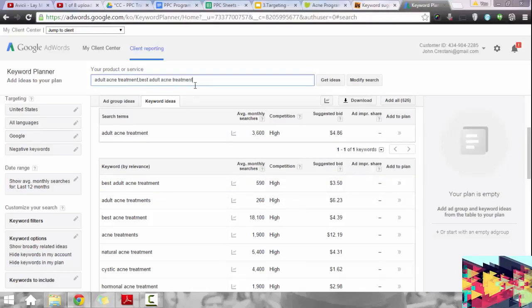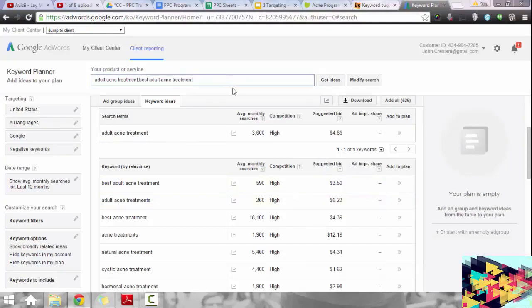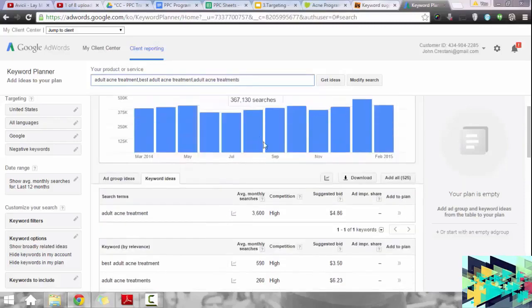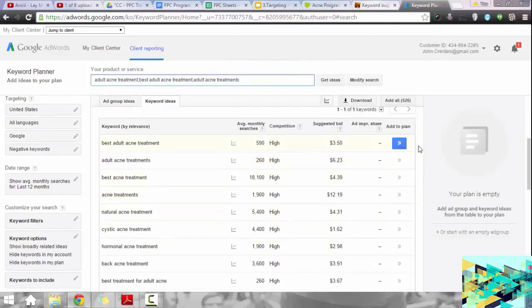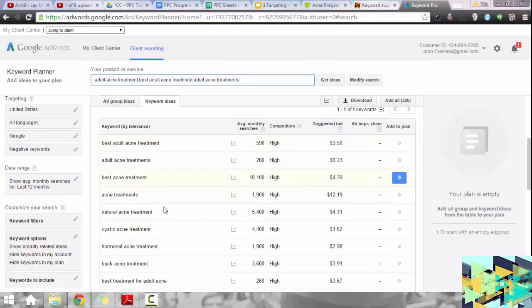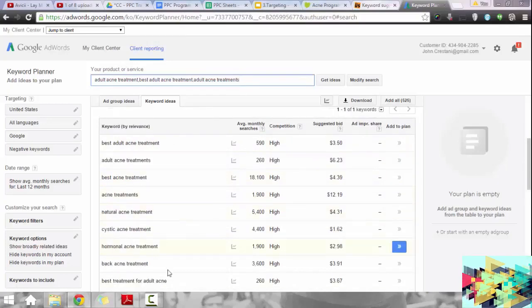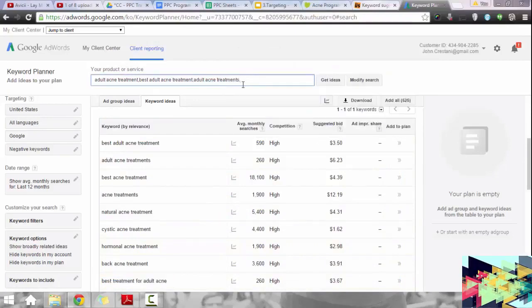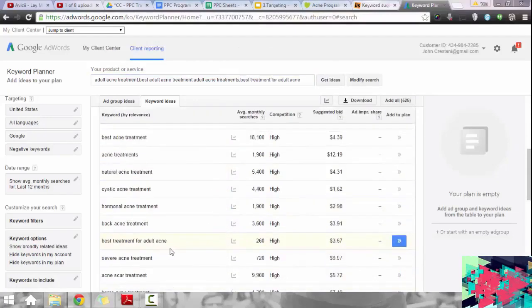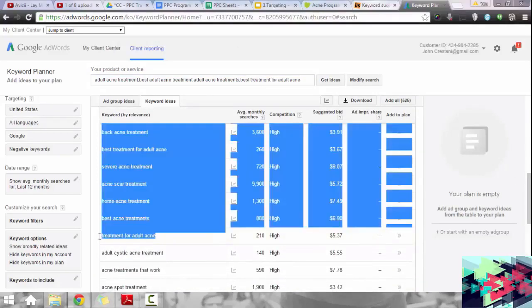I'm going to put a comma, and I'm going to Control V, copy. Adult acne treatments, plural, copy. And what this does is the more terms we tell Google are important for us, the more they're going to give us similar terms to adult acne treatment, treatments, best adult acne treatment, etc. So we're just going to hopefully get more refined until we get every search term we need. Best treatment for adult acne, comma, paste. Scrolling down here, treatment for adult acne.